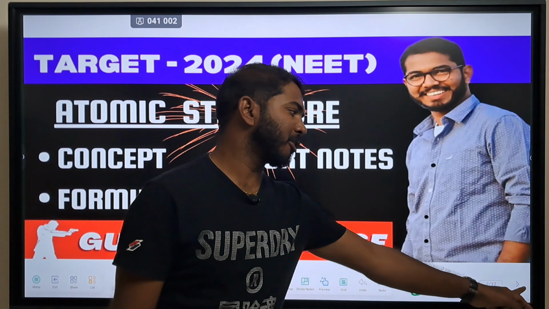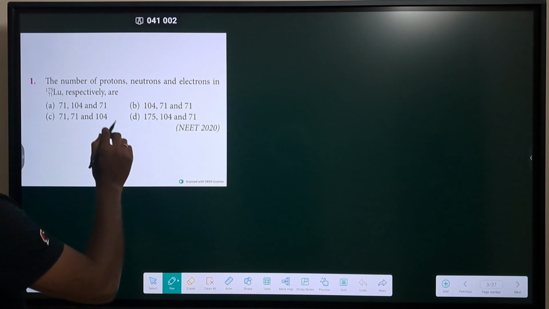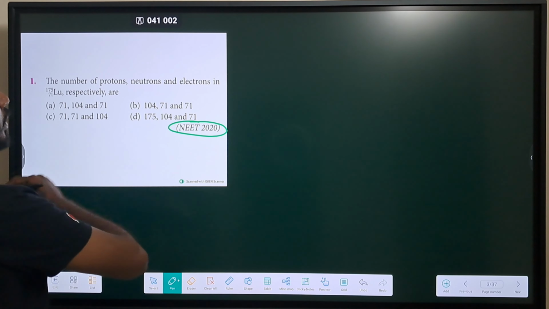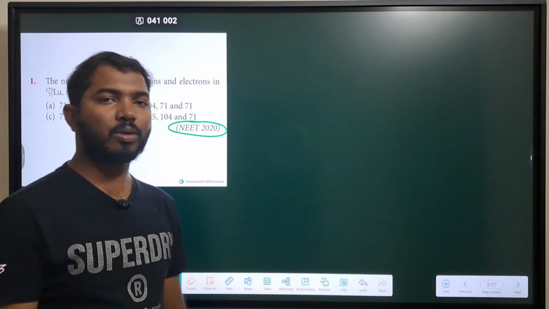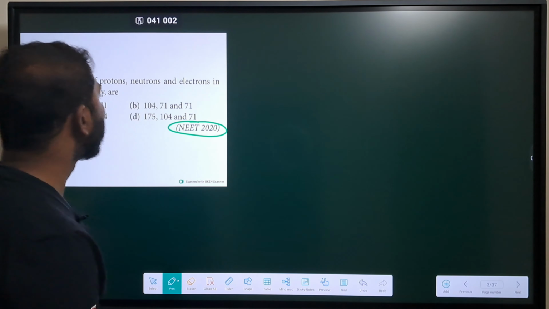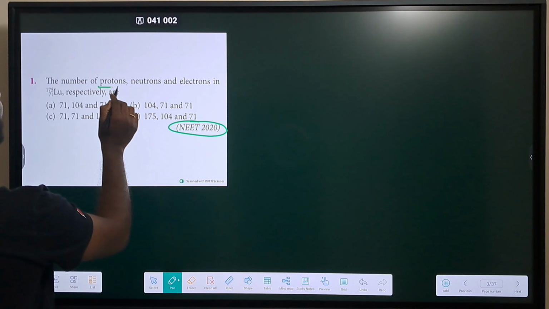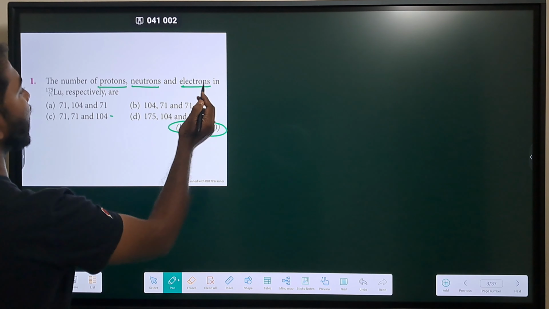Let's move on to our first question. This question was asked in NEET 2020. इस question ने हमको NEET 2020 में दिया है. The question is so simple. They are asking the number of protons, neutrons and electrons.